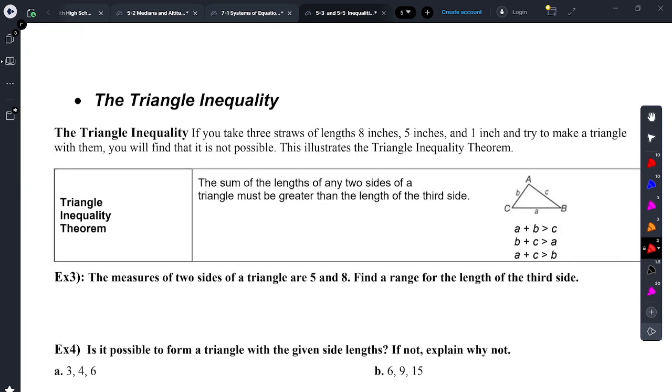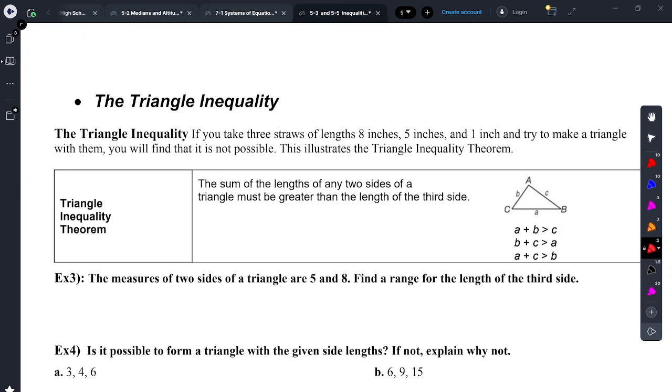The triangle inequality theorem I'm going to spend some time on here. This one we actually end up using a lot.